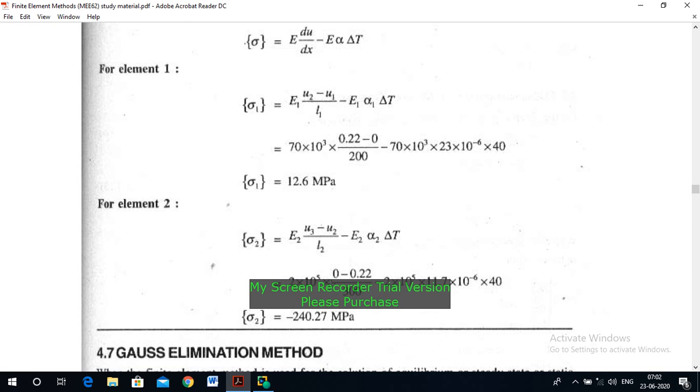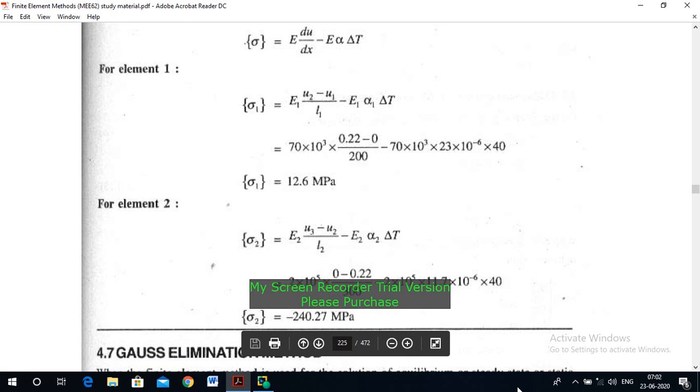And E2 we know is 2 into 10 power 5, into 11.7 into 10 power minus 6, and delta T is 40. Simplify this equation, and finally the stress induced in element 2, sigma 2, is equal to minus 240.27 megapascal. So this is the final answer.